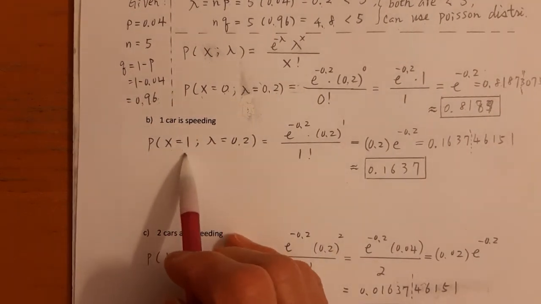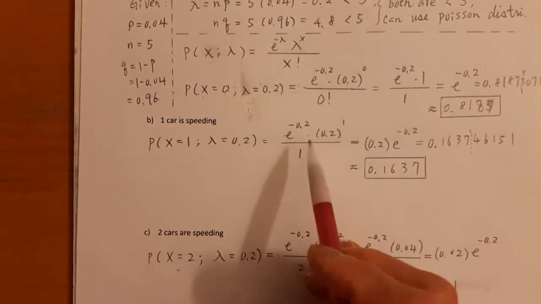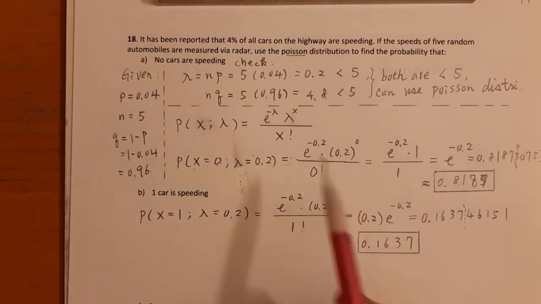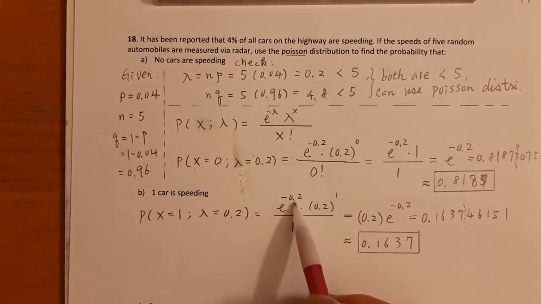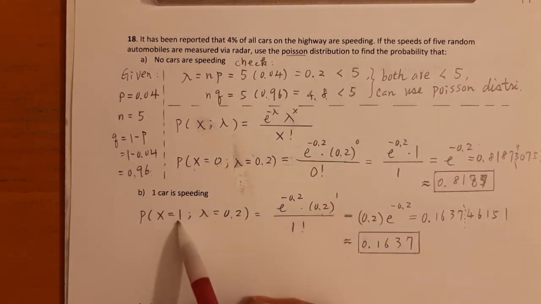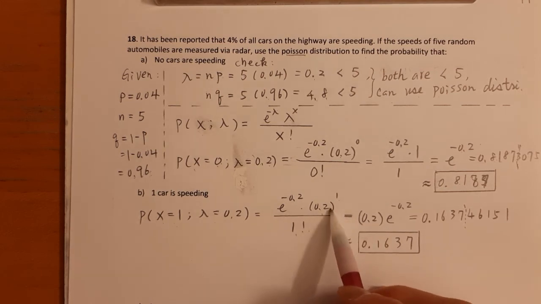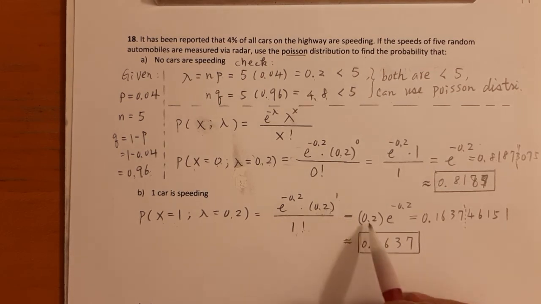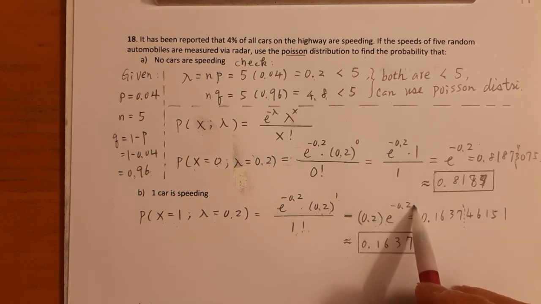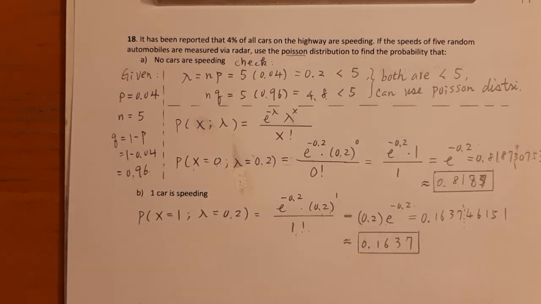And 1 car is speeding. So x equals 1. Lambda is still 0.2. So use this formula and get e to the power negative lambda. Lambda is 0.2, and lambda, 0.2, to the power x is 1, and 1 factorial. So you will get 0.2. 1 factorial is 1. And 0.2 times e to the power negative 0.2. Then you multiply by 0.2, and you get this.